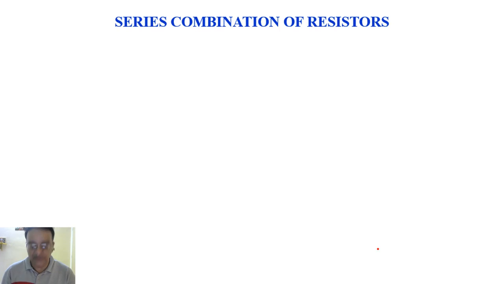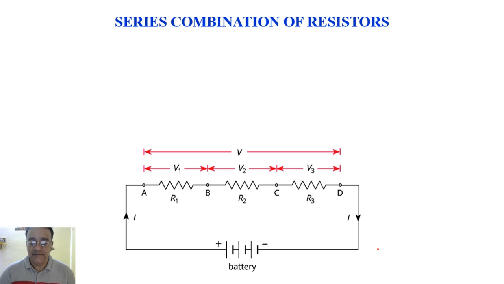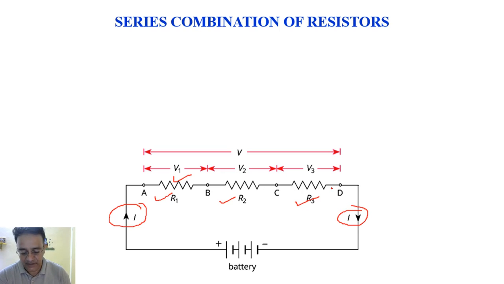So let us start with the first point. When the resistances in a circuit are connected in series, see, these three resistances are connected in series. The current flowing through all the three resistances is the same, that is I. Only the voltage will be divided across each resistance. On R1 it is V1, on R2 it is V2, on R3 it is V3, right?